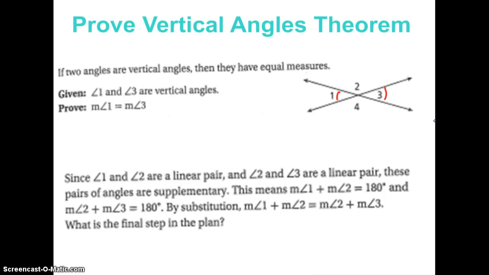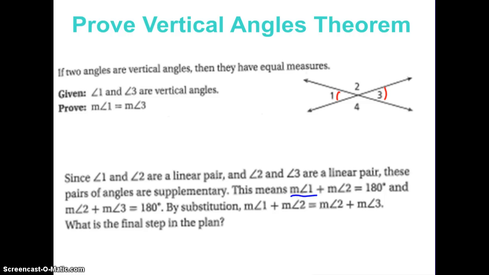Alright, so we have done a proof very similar to this, but let's go ahead and take a look at it. It says, since angle 1 and angle 2 are a linear pair, and angle 2 and angle 3 are a linear pair, these pair of angles are supplementary. Remember that we talked about in the last video that linear pair means that they're supplementary, meaning they add to 180 degrees. So we can use that in this proof. Alright, so that means that angle 1 plus angle 2 is 180. That's just the definition of supplementary. And angle 2 plus angle 3 equals 180 degrees.